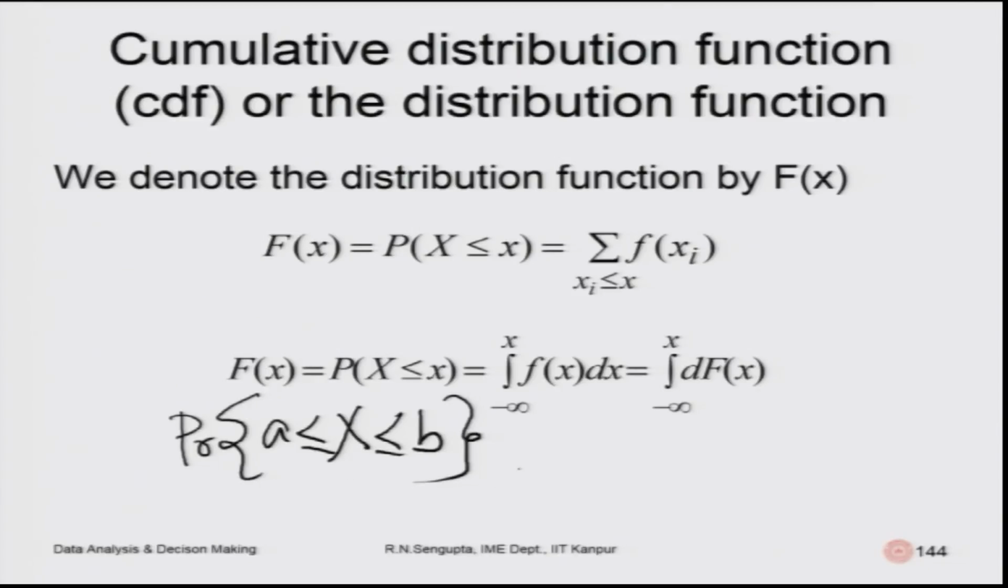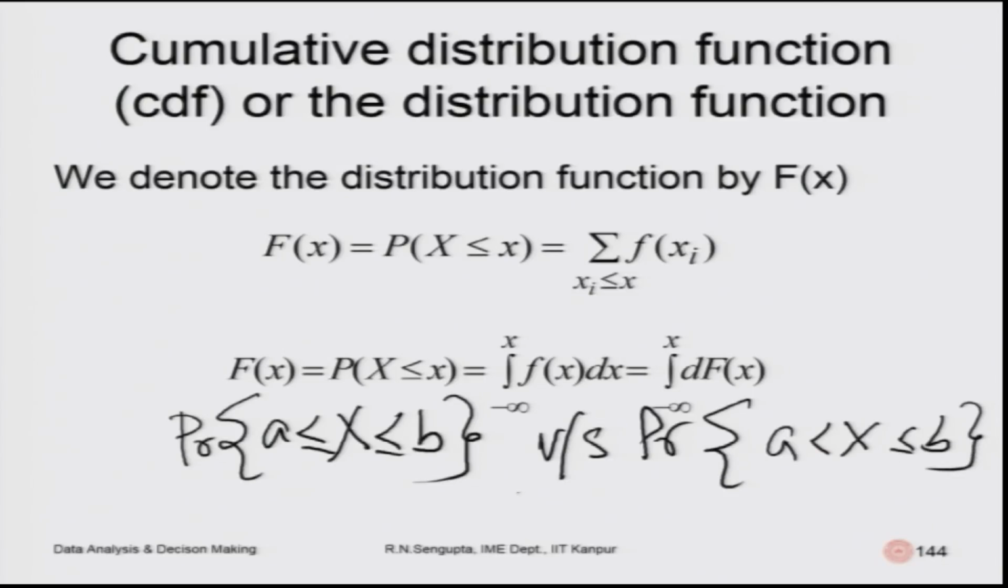In the discrete case, it will mean that I include the probabilities, the PMF of A and B both. So, in the discrete case, this versus this are different, because in the latter case, this value where A is not included would definitely change the overall cumulative values.